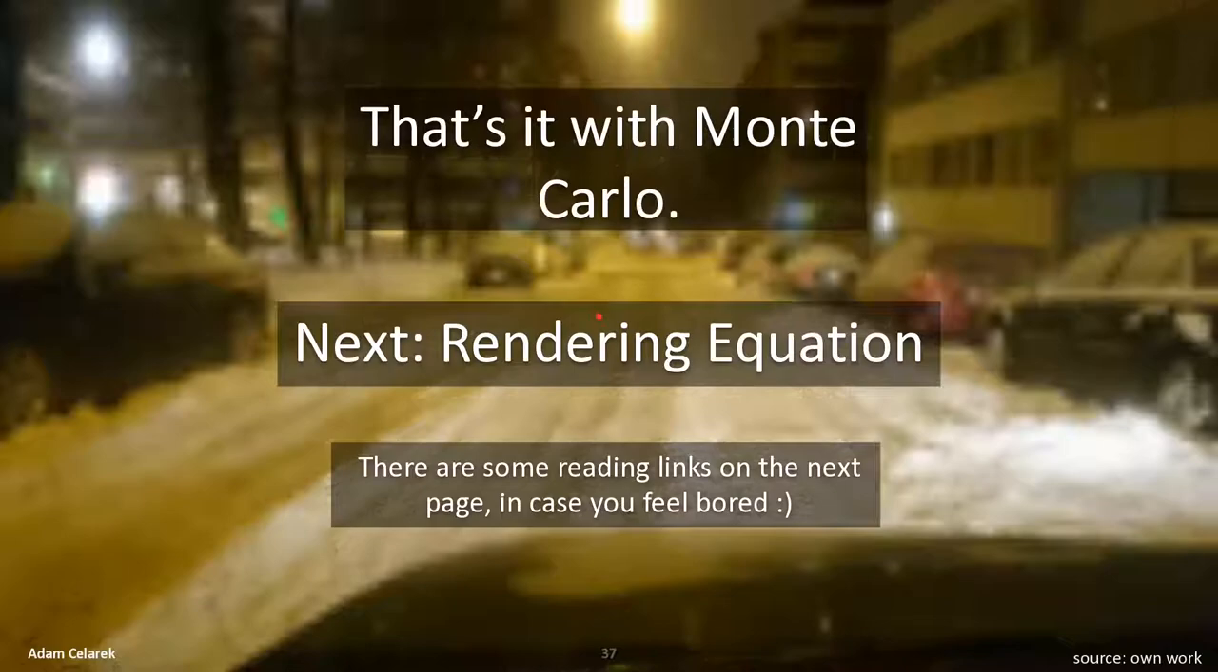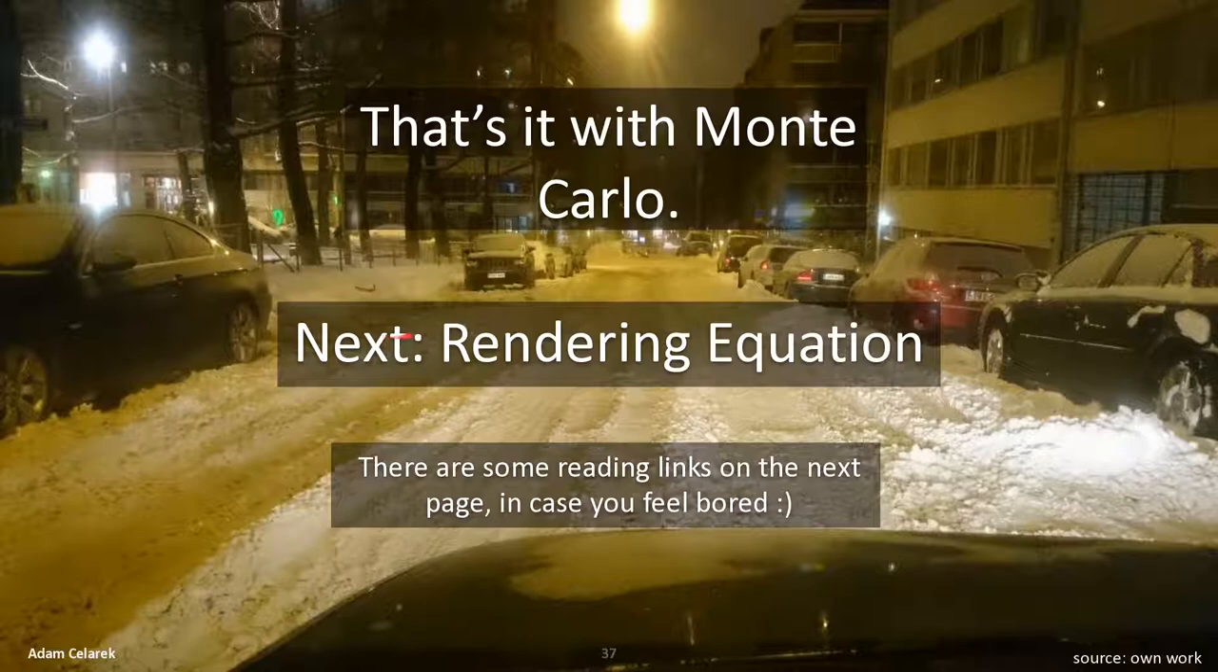And next time we will take a look at the rendering equation. So this will be the actual thing that we want to integrate. All of the stuff that we made until now is just for preparation to understand how to integrate this rendering equation, and further how the path tracing algorithm will work, which we'll have in the lecture after the rendering equation.